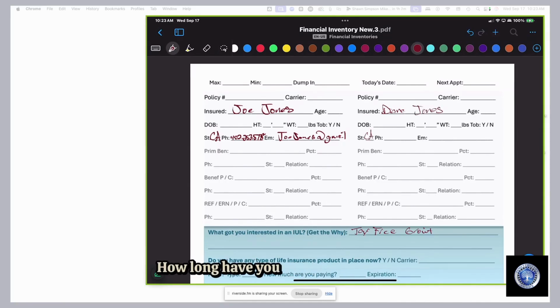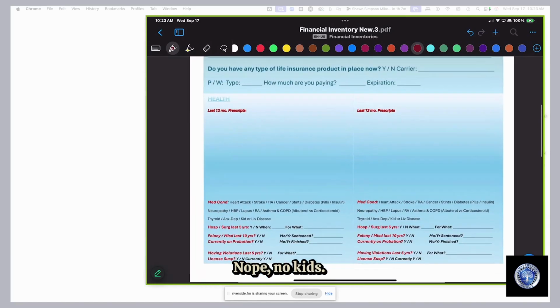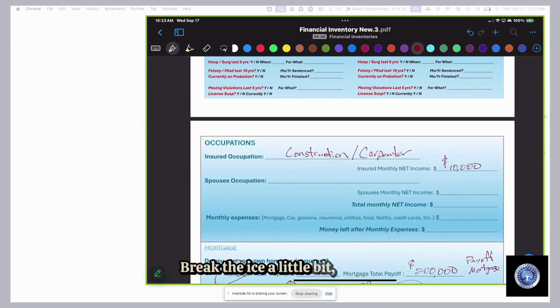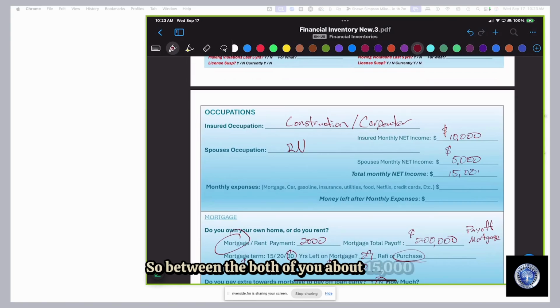Okay, cool. How long have you been married for? Couple years. Got any kids yet? Nope. No kids. Okay. Break the ice a little bit, right? What does Diane do for a living? Well, she's a nurse, like an RN. Yep. Okay. And then what is her monthly income? Her monthly income, I'm not quite sure. I think it's about $5,000 a month. Okay. Cool. So between the both of you, about 15,000 roughly. Yeah, that sounds about right.